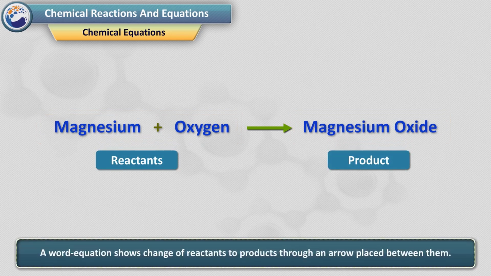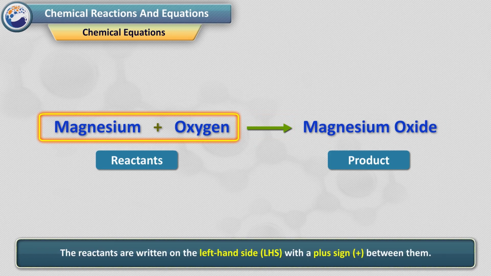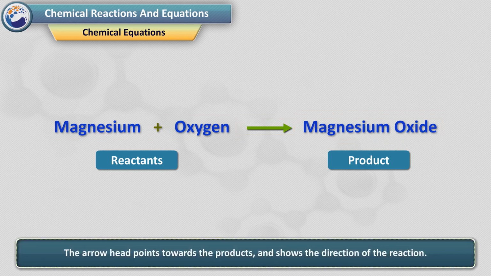A word equation shows the change of reactants to products through an arrow placed between them. The reactants are written on the left-hand side (LHS) with a plus sign between them. Similarly, products are written on the right-hand side (RHS). The arrowhead points towards the products and shows the direction of the reaction.